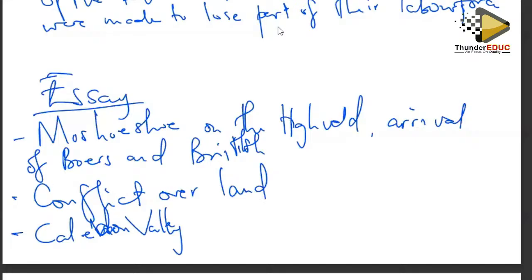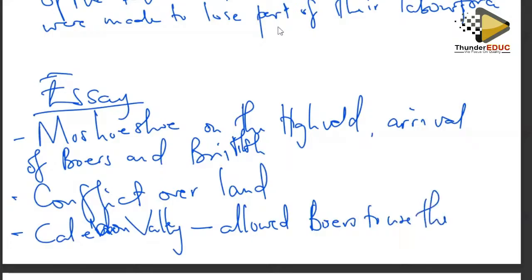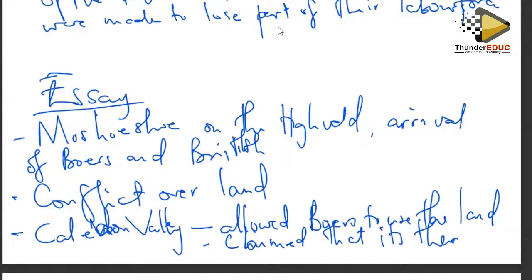In the Caledon Valley instance, we are saying Mushweshwe allowed the Boers to use the land. This is cooperation. Moshoeshoe is allowing the Boers to use the land in the Caledon Valley, but later on, we are seeing that the Boers are claiming that the land was theirs. You are given a piece of land to use, but at the end, you claim that it's yours. So this is another instance that you can explain.